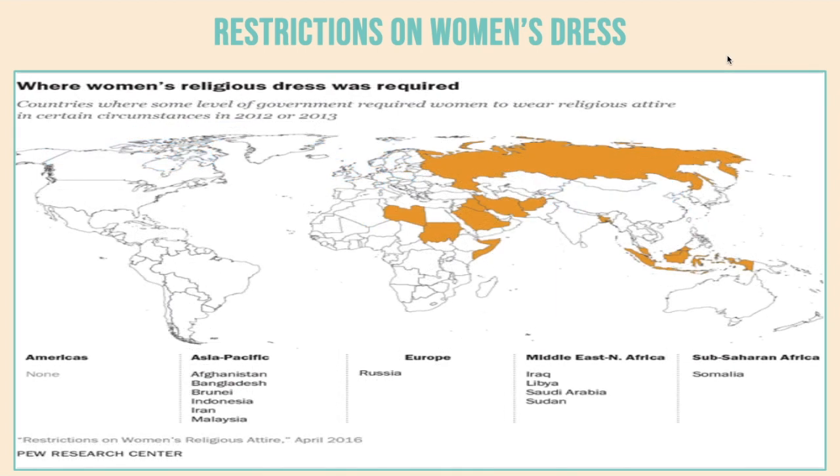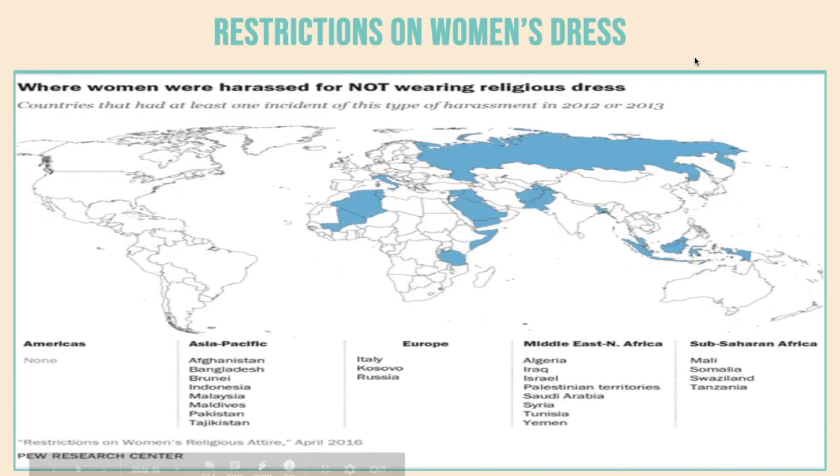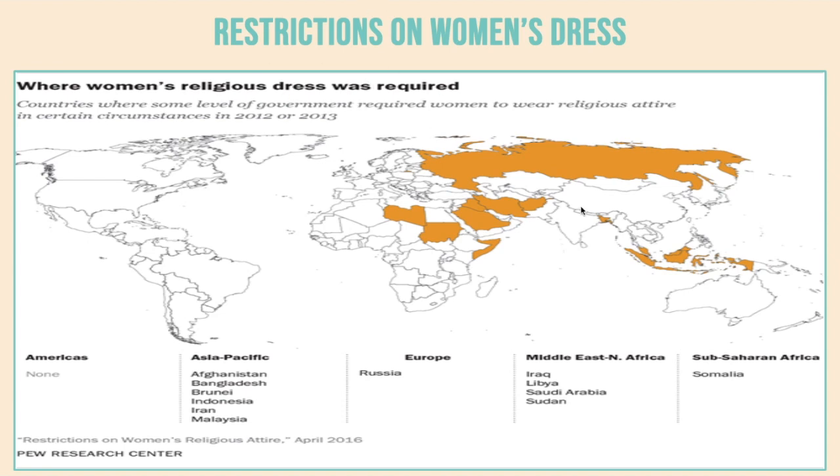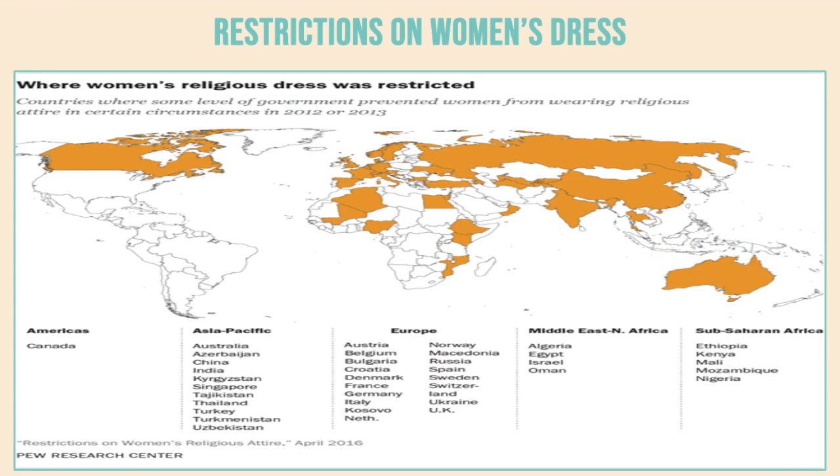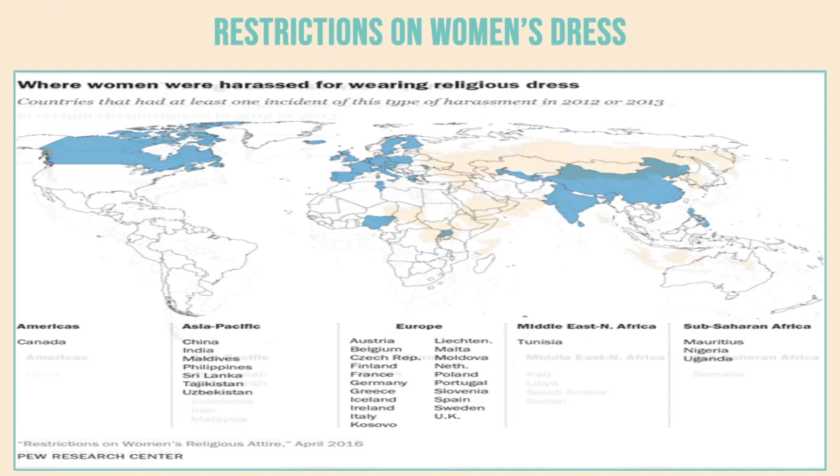Where women's religious dress was required, so it's actually through local law or through local customs required, you can see in some parts of northern and eastern Africa, and then into the Arabian Peninsula, into the Middle East, over into Southeast Asia, really Indonesia, and Russia as well, but not many, right? There are not many countries listed here when it comes to religious dress being required. And then where women were harassed for not wearing religious dress, a lot of those countries are the same as the previous map we just saw, because if it's required and women aren't wearing what's supposedly required of them, then they might be harassed based on that. But it's interesting to see how religion and law and local customs play a role in what women are allowed to wear or supposed to wear.